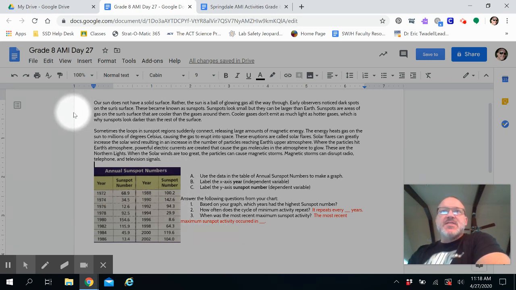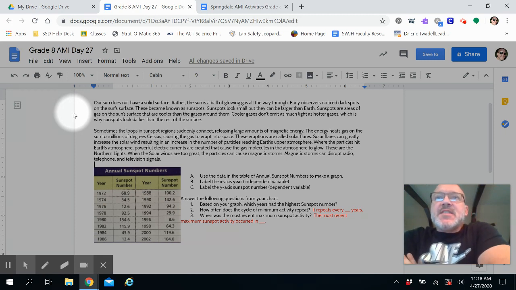Let's read the passage and see if we can learn more about sunspots. Our sun does not have a solid surface. Rather, the sun is a ball of glowing gas all the way through. Early observers noticed dark spots on the sun's surface. These became known as sunspots. Sunspots look small, but they can be larger than Earth. Sunspots are areas of gas on the sun's surface that are cooler than the gases around them. Cooler gases don't emit as much light as hotter gases, which is why sunspots look darker than the rest of the surface.